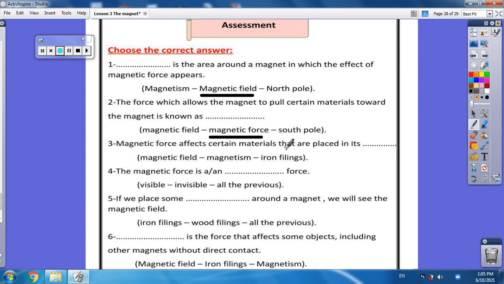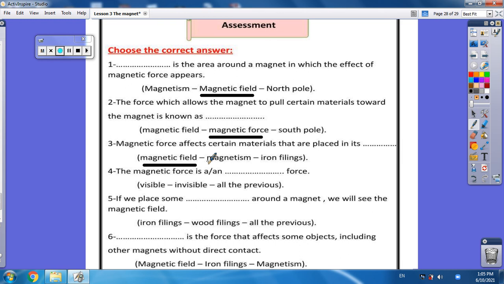Super. Magnetic force affects certain materials that are placed in a certain place called the magnetic field. Excellent. Primary 3, my lovely students.